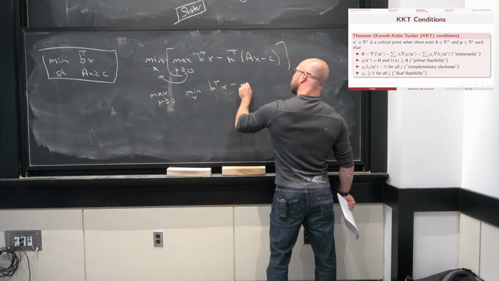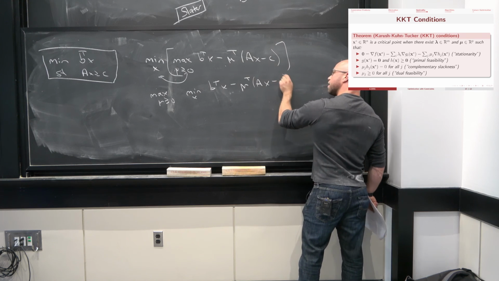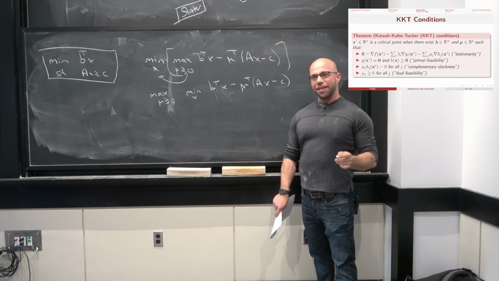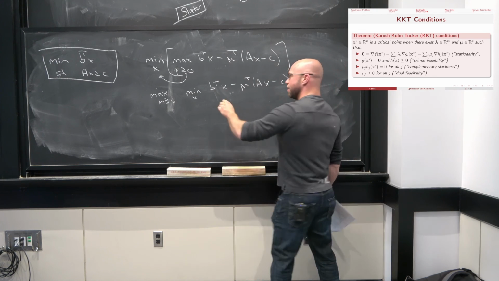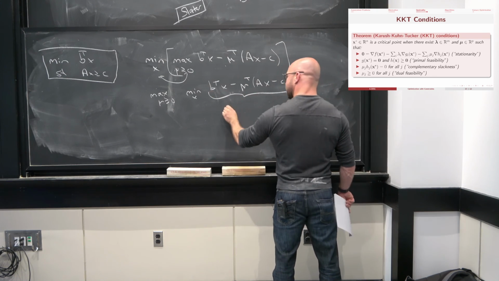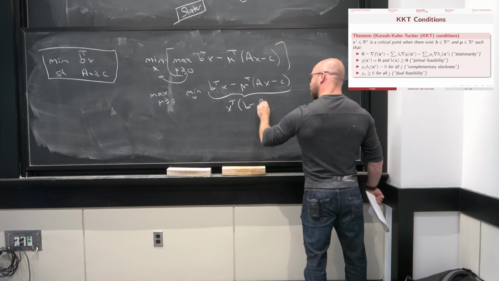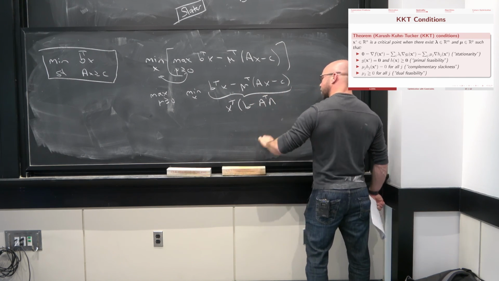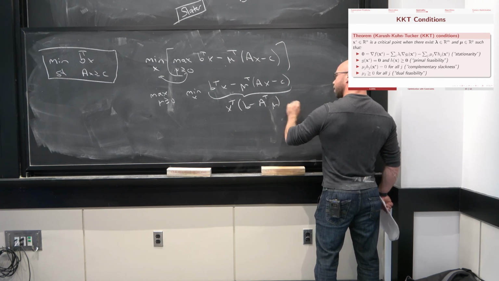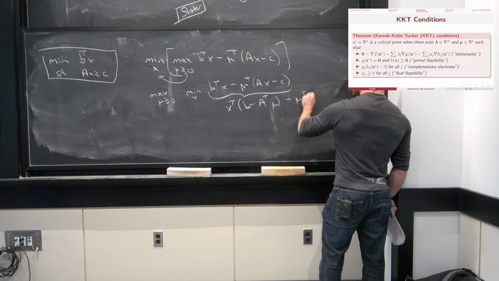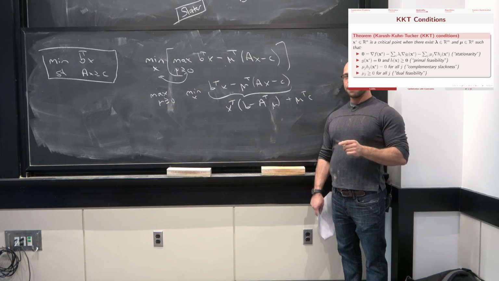b transpose x minus mu transpose (a x minus c). We can write this in a slightly different fashion, where I'm going to factor out all the terms involving x. So this expression is the same as x dot product with (b minus a transpose mu). That was supposed to be mu, but I got excited. All that plus mu transpose c. You see that? I just rearranged this expression.